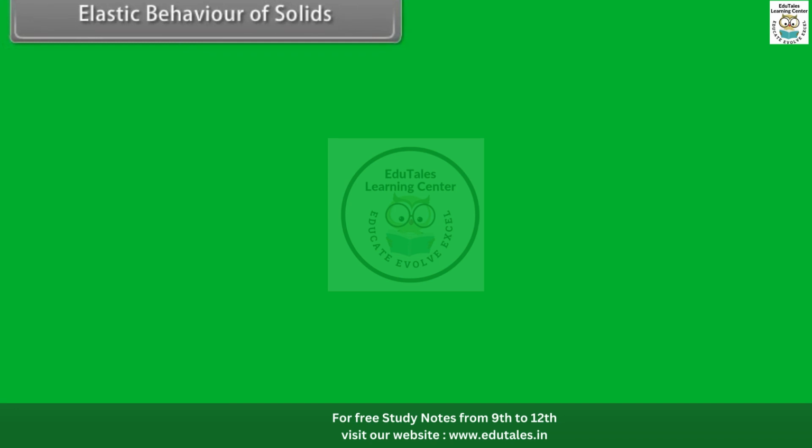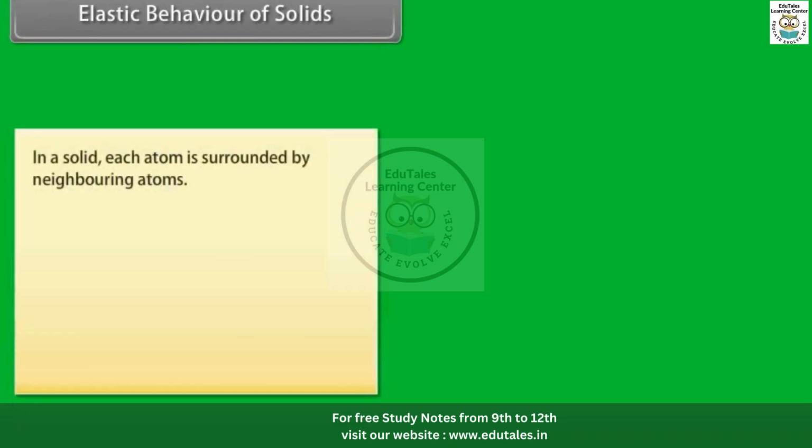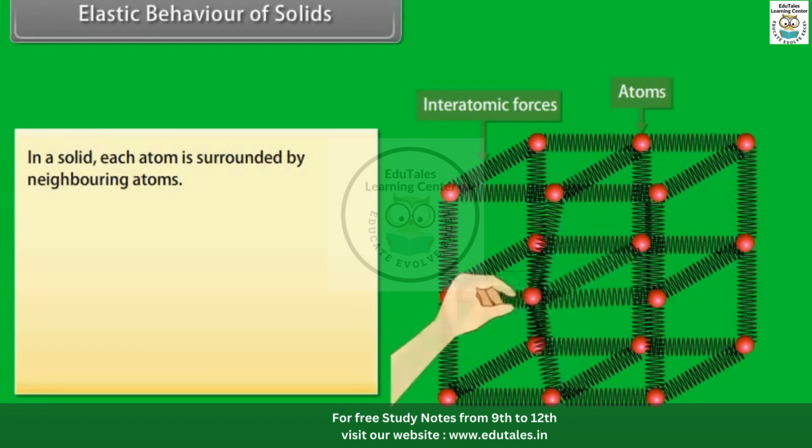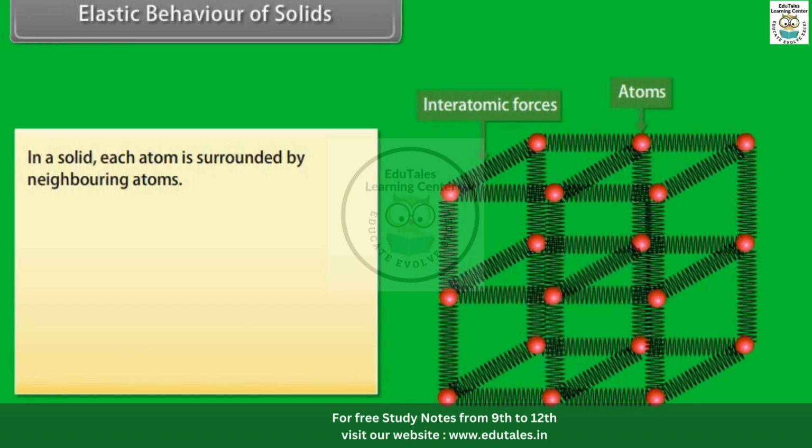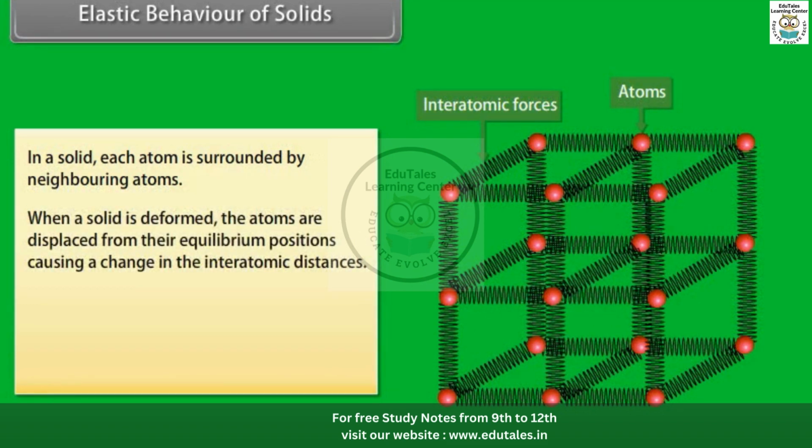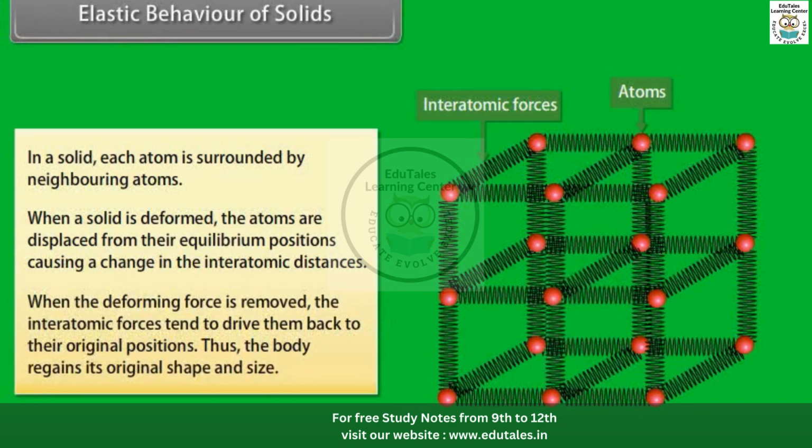Elastic behavior of solids. In a solid, each atom is surrounded by neighboring atoms. When a solid is deformed, the atoms are displaced from their equilibrium positions, causing a change in the interatomic distances. When the deforming force is removed, the interatomic forces tend to drive them back to their original positions. Thus, the body regains its original shape and size.